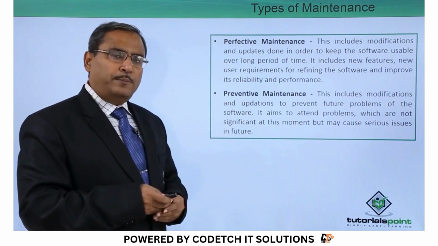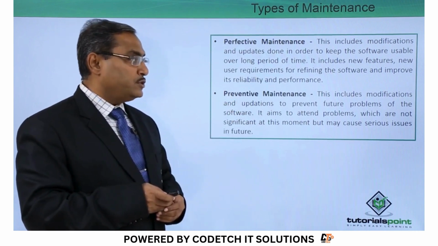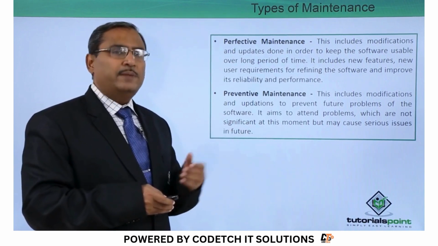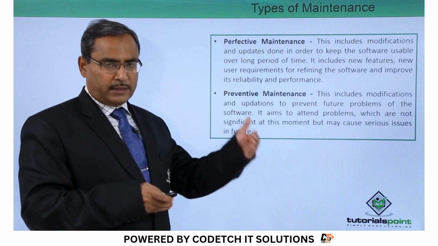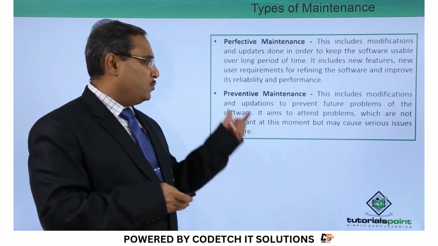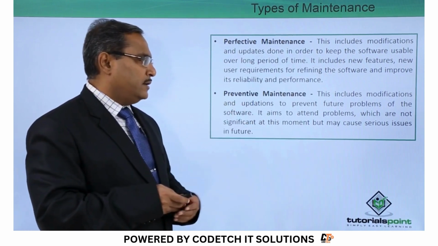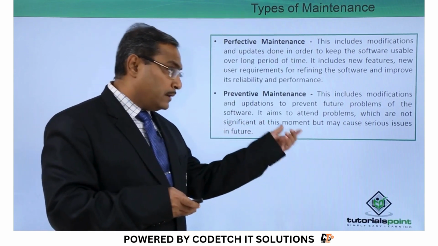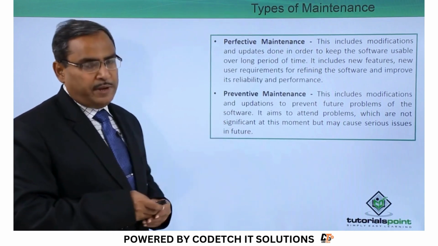Last one, we are going for preventive maintenance. This includes modifications and updations to prevent future problems of the software. That means here we are not reactive, we are proactive. If you guess that a software might have some problem in the coming days, because we are getting some symptoms, then for that purpose we might go for preventive maintenance. It aims to attend to problems which are not significant at this moment but may cause serious issues in the coming future. So that is known as preventive maintenance.